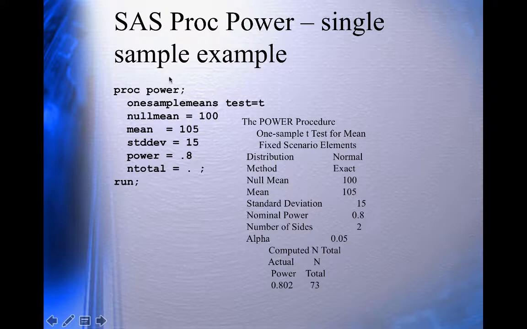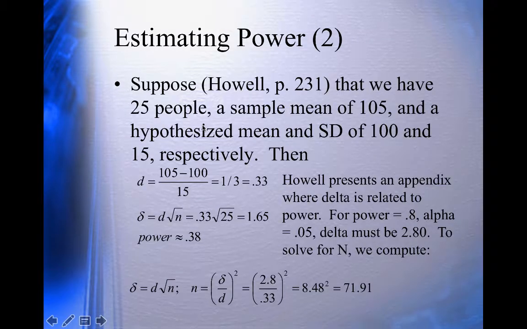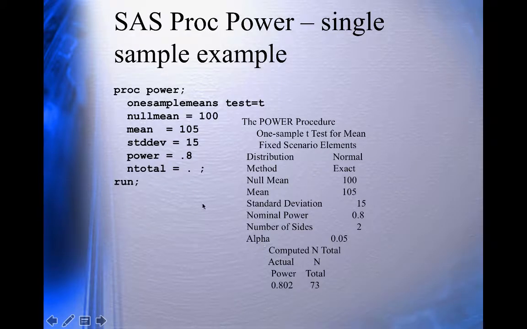So you say proc power because that means you want SAS to compute power for you. And if you're doing a t-test, you have onesamplemeans test equals t. So I'm going to do the single sample t-test. We had the null mean is 100. The observed mean is 105. Standard deviation is 15. Power we want is 0.8, and the total n is the missing value for SAS, which is this period, so you put a period, and SAS is told that you're at the end of the line when there's a semicolon.